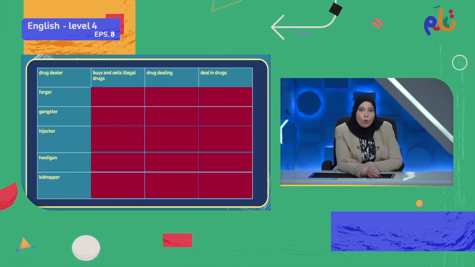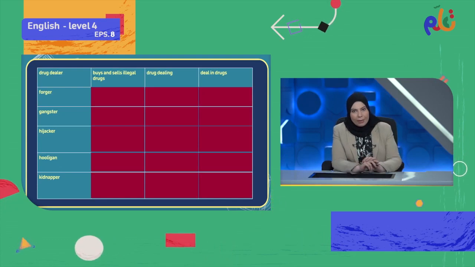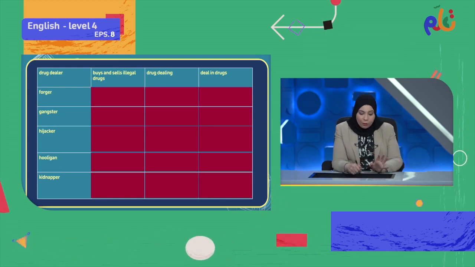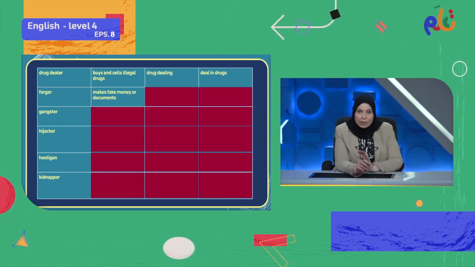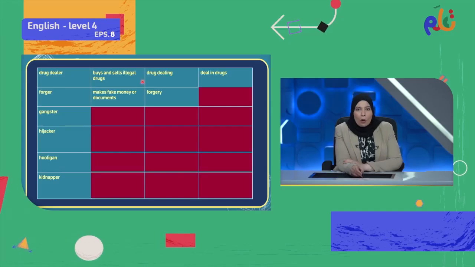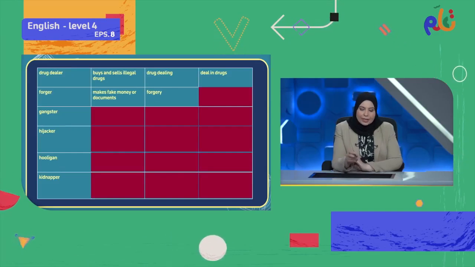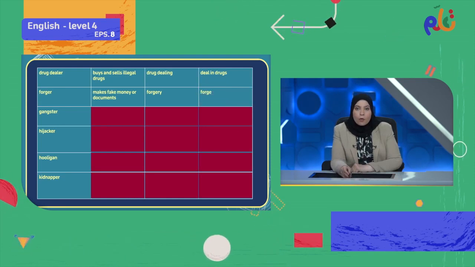And then we have forger. If you remember, we used this word when we were talking about the vocabulary. And the forger is the person who makes fake money or fake documents, like when we said he makes falsified documents. So remember the name of the crime? It's called forgery. So forger is the person, forgery is the crime. And the verb is to forge.